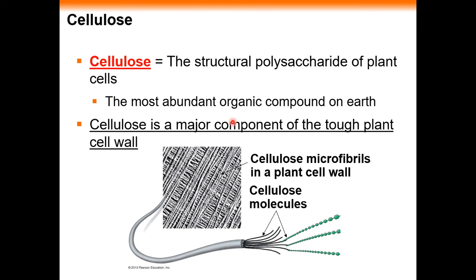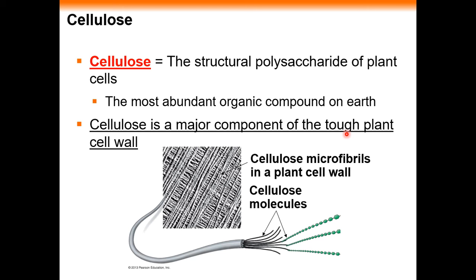And then cellulose is the final one. Some of you were like, I have cellulose. No, no, no. That's cellulite, right? This is something completely different. Cellulose is the structural polysaccharide for plant cells. So it's not for energy, it's for structure. It kind of gives them their wall. It makes up the main component of their tough plant cell wall.